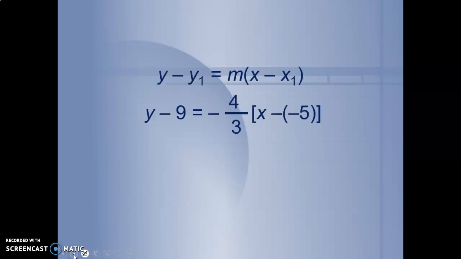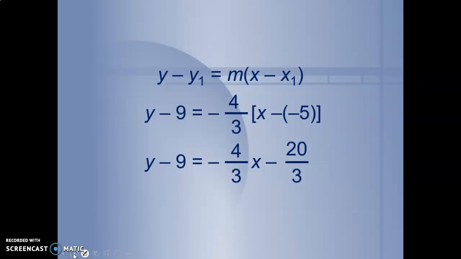Using point-slope form and plugging in the numbers that we know, we get y minus 9 equals negative 4/3 times x minus negative 5. Let's simplify that by combining our double negatives there and distributing, and we get y minus 9 equals negative 4/3 x minus 20/3. Let's go ahead and put that into slope-intercept form by adding 9 to both sides.